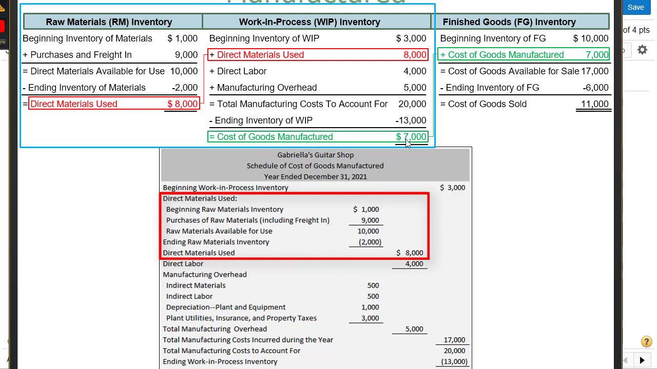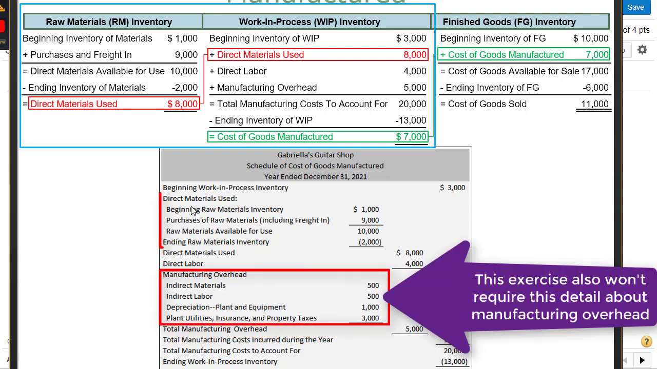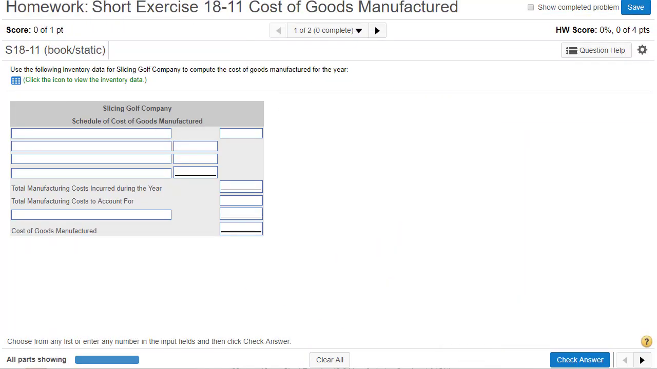And then we add direct labor right here. And then we have manufacturing overhead here. And then sometimes the details of the manufacturing overhead is added. So that's what we're going to do in this problem, except in our problem here, we're not going to have this detail of direct materials used. So using the following inventory data for Slicing Golf Company, we're going to compute the cost of goods manufactured for the year.